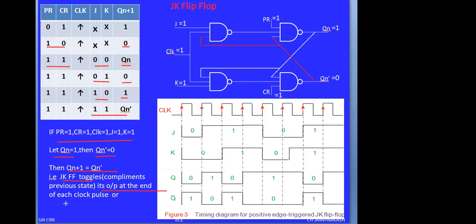When does it toggle? For every clock pulse, it will toggle at each clock pulse. At each clock pulse edge, wherever we have the edge, it toggles. That is, when I keep J and K fixed, if the previous value is 0, it will complement 0 to 1. If the previous value is 1, it will complement to 0. You can observe the state here.